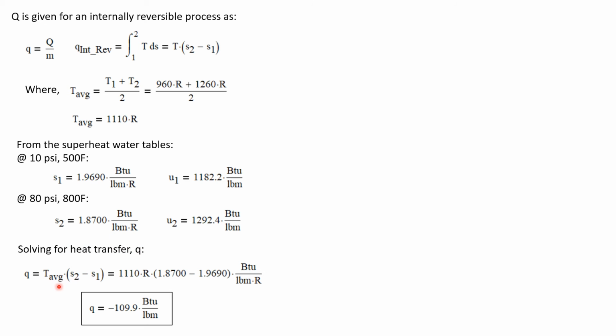q is just the average temperature times the change in specific entropy. We calculated the average temperature to be 1,110 degrees Rankine, and s2 was 1.8700, subtract s1, 1.9690, having units of BTUs per pound mass R. We calculate that the heat transfer that takes place during this process is minus 109.9 BTUs per pound mass of water within the system. And the negative sign, of course, indicates that heat transfers energy from the system to the surroundings.